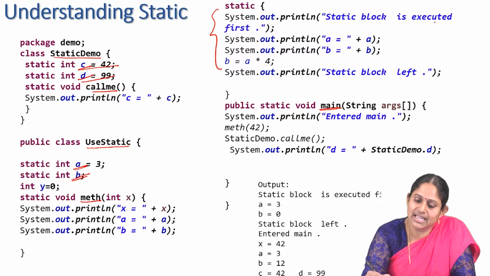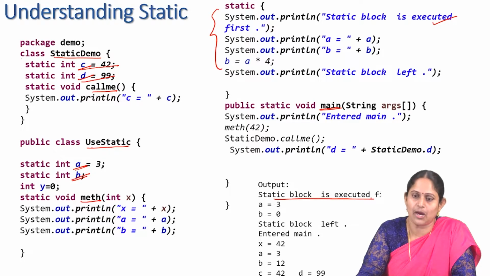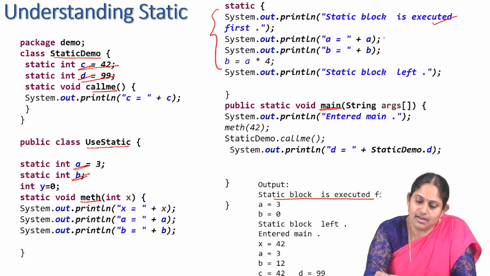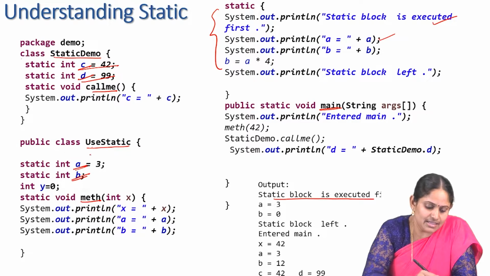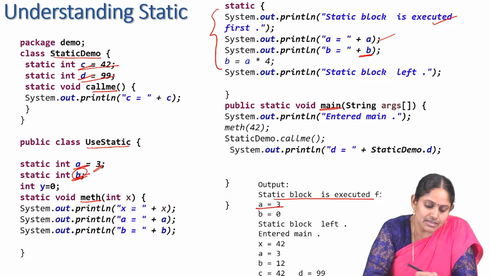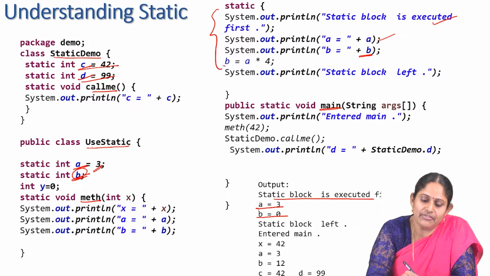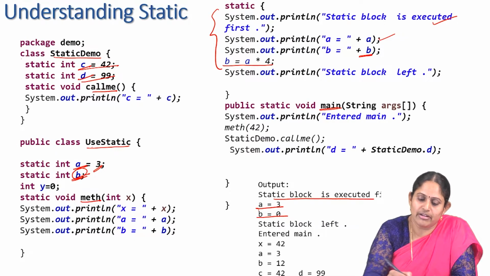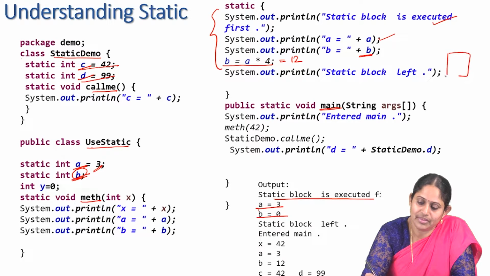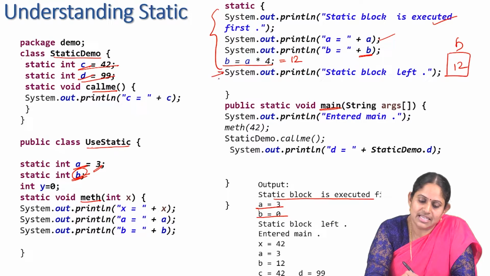So we get this statement as the first statement of output. That is why we got this statement in our output. Similarly, since A is initialized to 3, we get the value of A displayed. B is just declared, so its default value will be 0, and we have the B value displayed as 0. Then we are finding the product of A and 4 and storing it into B. So B will contain 12 now. Then it will print the statement static block left.